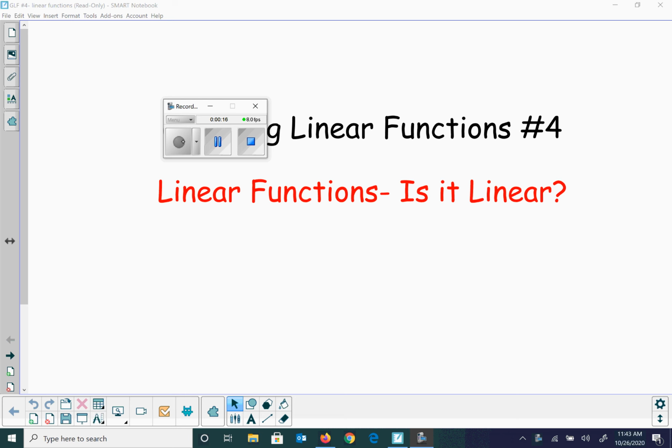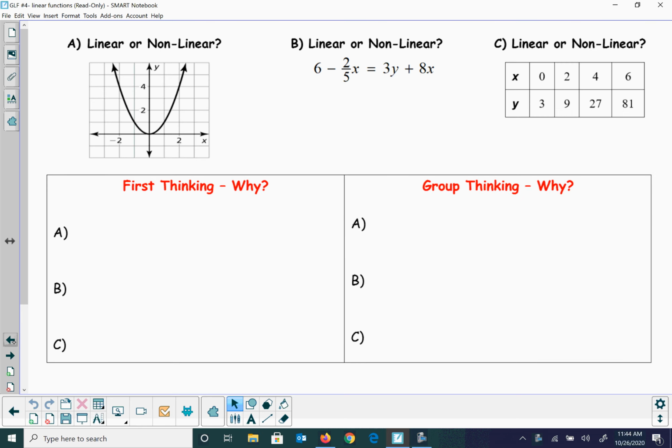But now we're going to talk about graphing linear functions number 4. So we want to know if things are linear functions. Is it linear? I don't know. Let's find out. Okay, linear or not linear? Linear means, does it make a straight line? So this is not linear because it doesn't make a straight line.